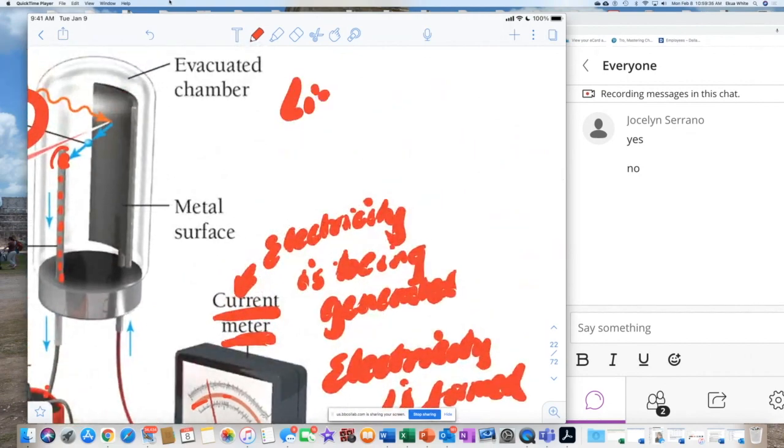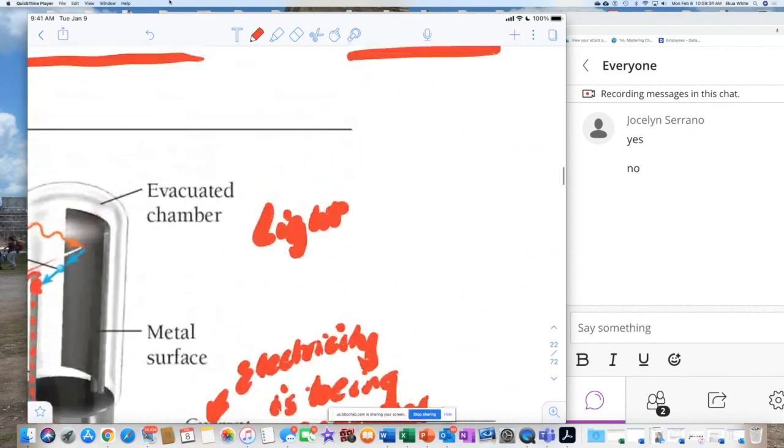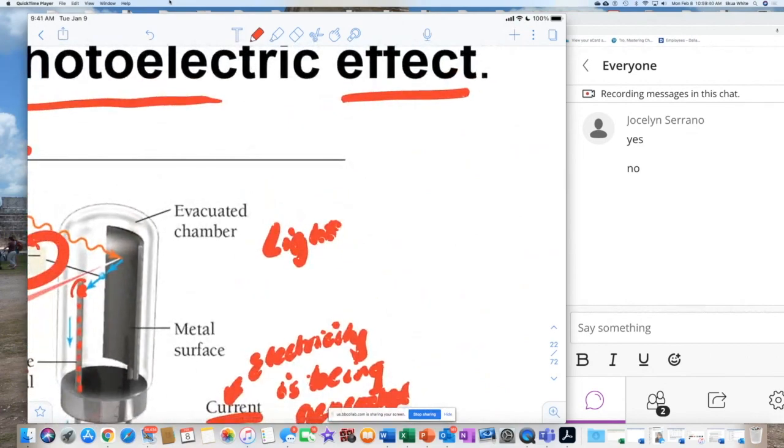So light causes electrons to be released, and then electrons eventually cause electricity to be formed.